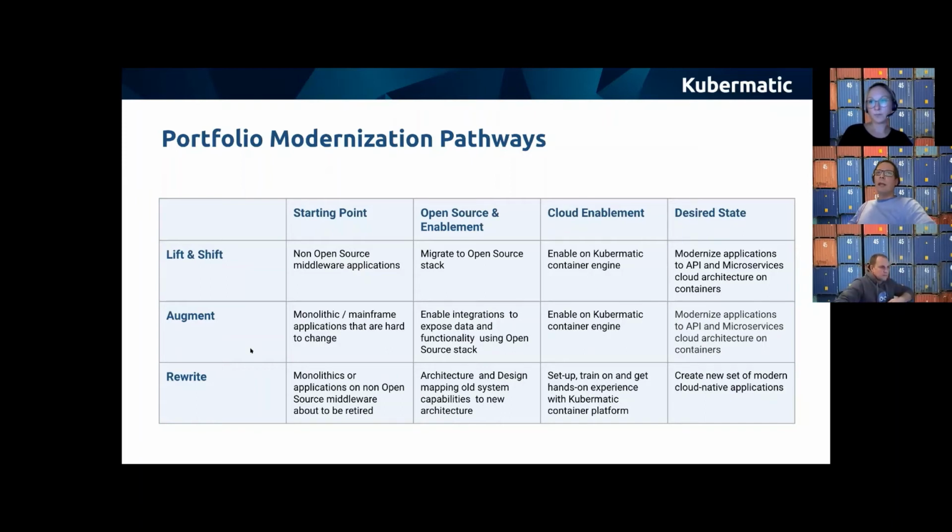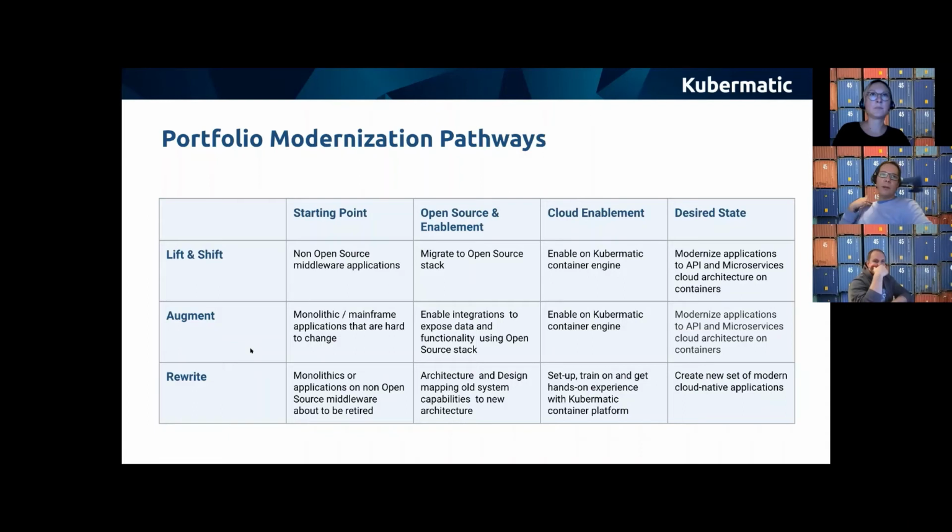For lift and shift, if you have non-open source middleware applications, you could migrate it to the open source stack, and we can help you and enable it on the Kubernetes container engine. The desired state at the end should be a modernized application with API and microservices in a cloud architecture on containers. For Augment, if you have a starting point that you have a monolithic or a mainframe application that's really hard to change, you should enable integrations to expose the data and functionality using an open source stack. We can support you in the cloud enablement as well in enabling it on the Kubernetes container engine. At the end, as you have seen with lift and shift, you should have a modernized application with an API and microservices in a cloud architecture on containers.